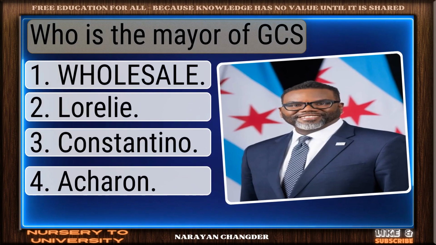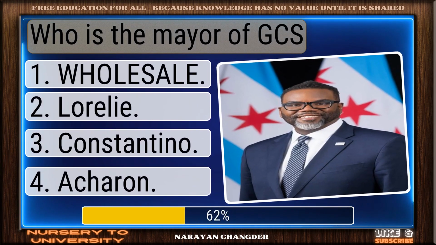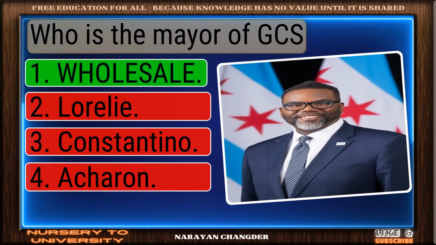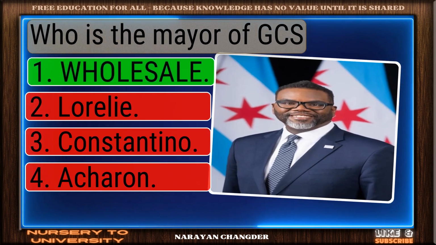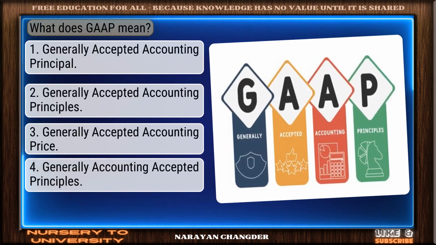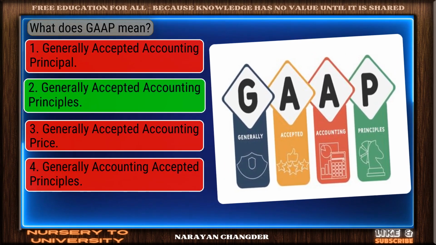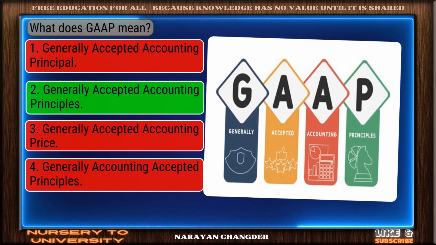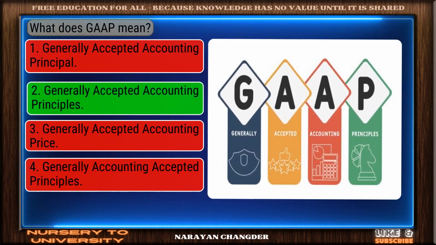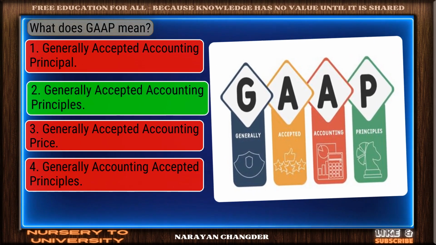Who is the mayor of Geese? Correct. Wholesale is the right answer. What does GAAP mean? Great job. Generally accepted accounting principles is the accurate answer.